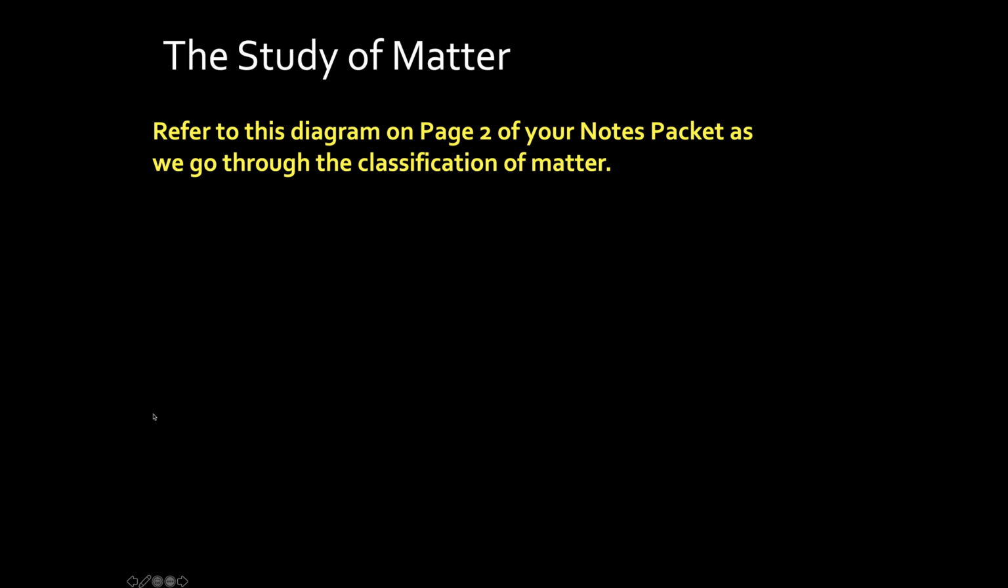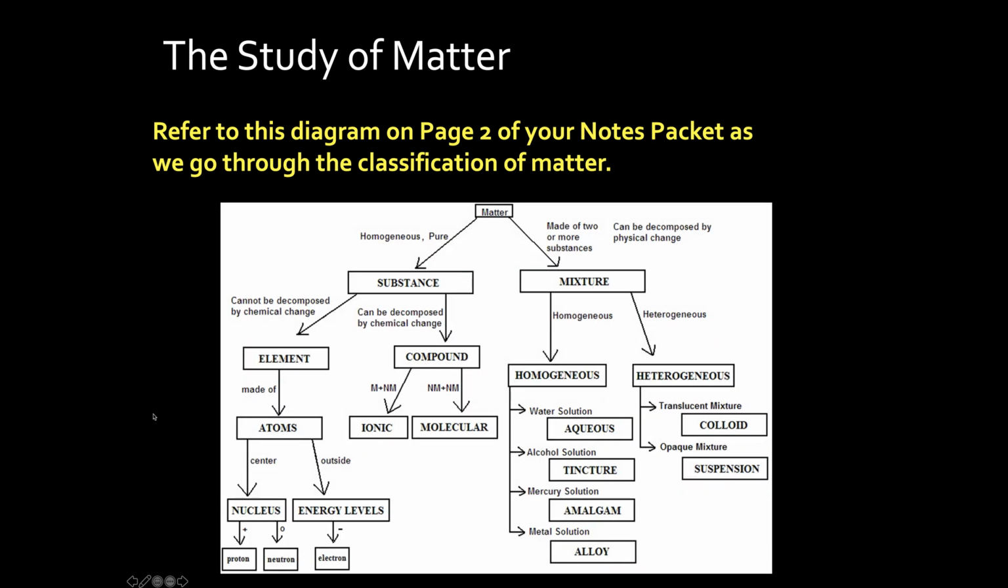So let's have a look at this matter. This diagram, if you're in my class, is on page 2 of your notes packet for Unit 2. And if you don't have my notes packet, well, the diagram's right here. Now, if you take a look, we have matter, which is anything that has mass or volume. And you can divide it into two basic categories, pure substances and mixtures. Pure substances are homogeneous. They're the same throughout, whereas mixtures can be homogeneous or heterogeneous.